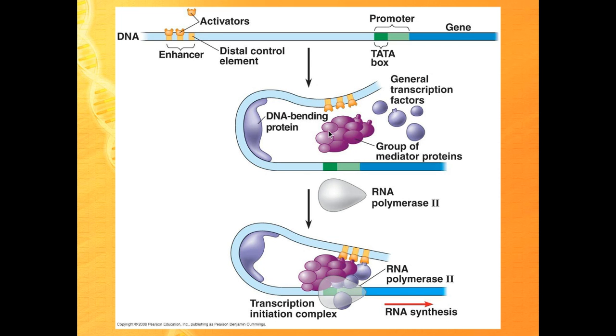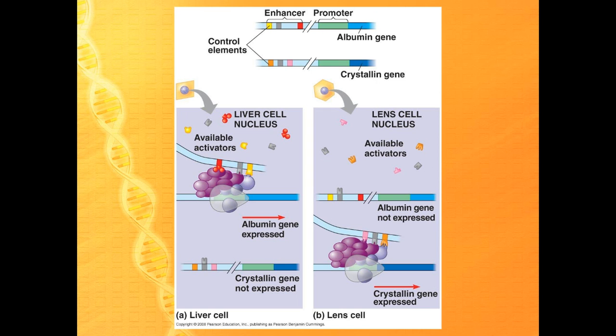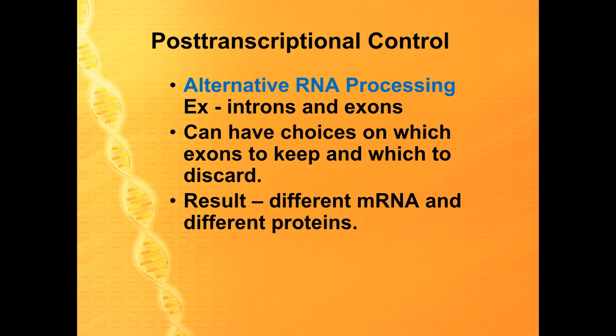You see it's a complex. It's a coordinated kind of thing. So we've got these different control elements in different cell types that are going to cause different genes to be expressed based on which enhancer and which folding pattern we see. If we get these available activators, we see the folding pattern is different, so a different protein is expressed in liver cells versus lens cells.